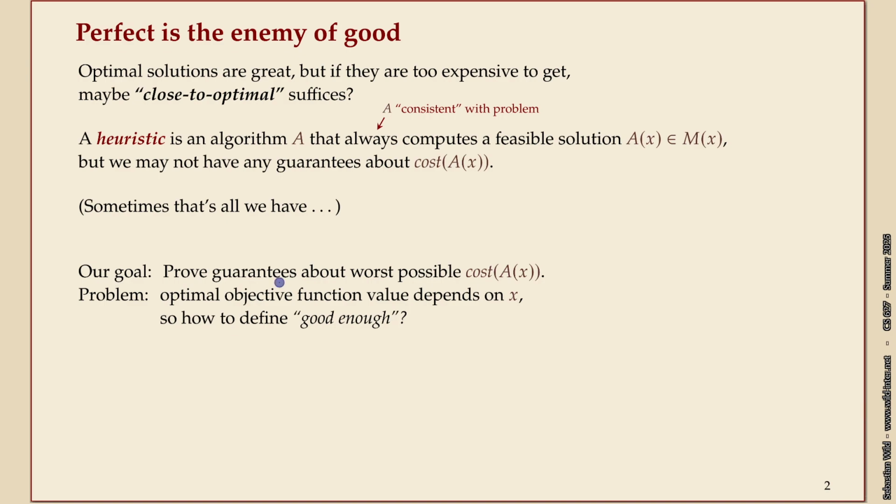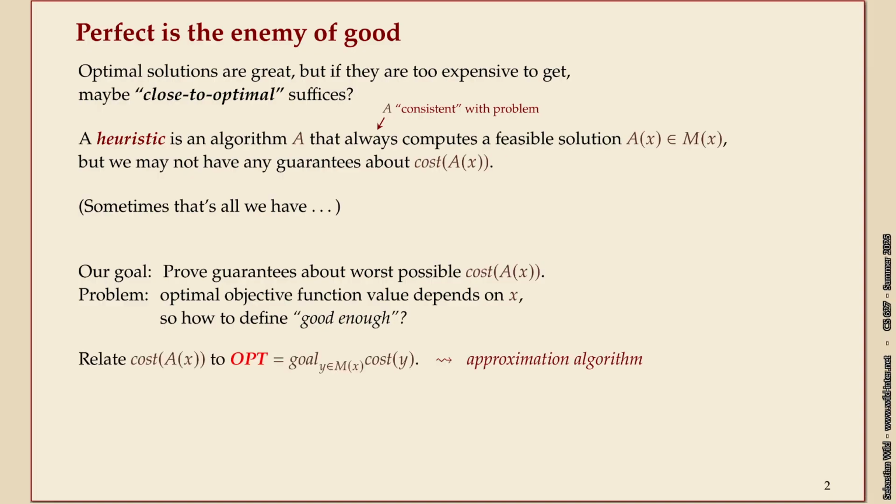But the goal here is something provable. If you think about it, maybe you've seen the definitions before, but if you think about it abstractly, it's not so clear what you really want here. You want close, you want a good enough solution, but what does that mean?